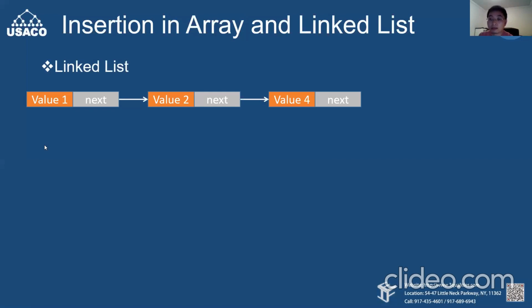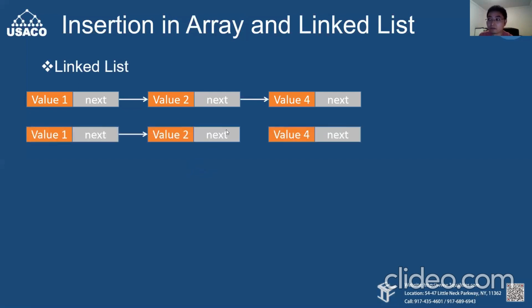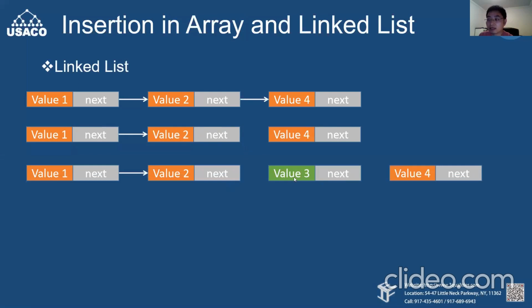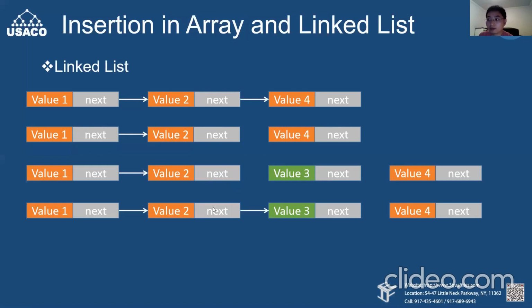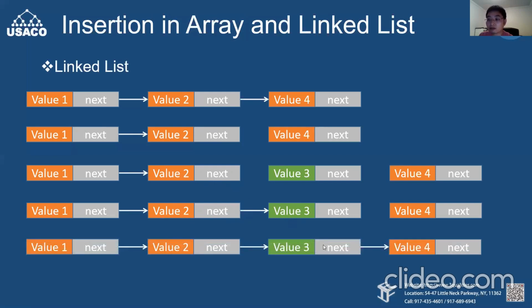This is a linked list that has 3 values, or 3 nodes. Now I want to insert a new node, a new value called 3, which is supposed to be inserted between 2 and 4. So what actually happens is, first of all, you break the reference between value 2 and value 4, and you create the value 3. Then change the next reference of value 2 to point to value 3, and the last step is to change the next reference of value 3 to value 4.